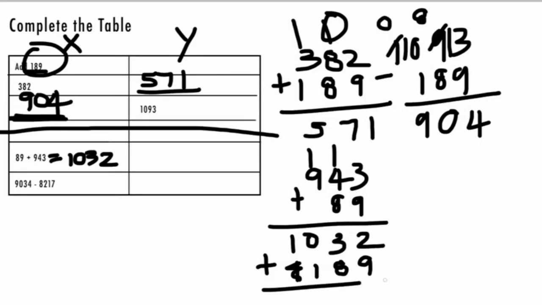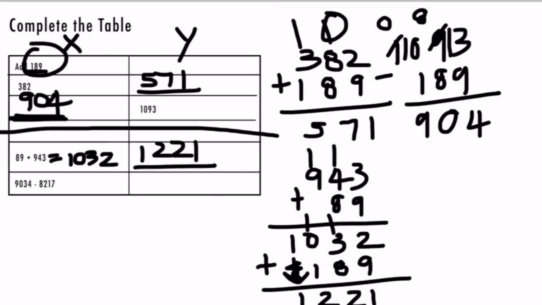189. 9 plus 2 is 11. 8 plus 3 is also 11, plus 1, which becomes 12. And we put the 1 on top. It becomes 1 plus 1 is 2. And then we drag this down. And it becomes 1. So our final answer for our y is 1,221.